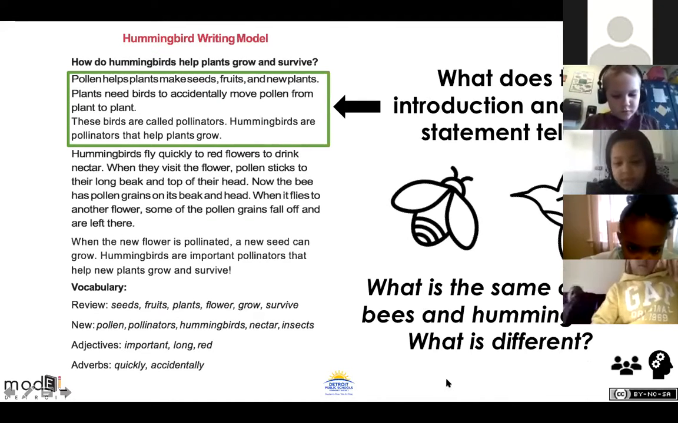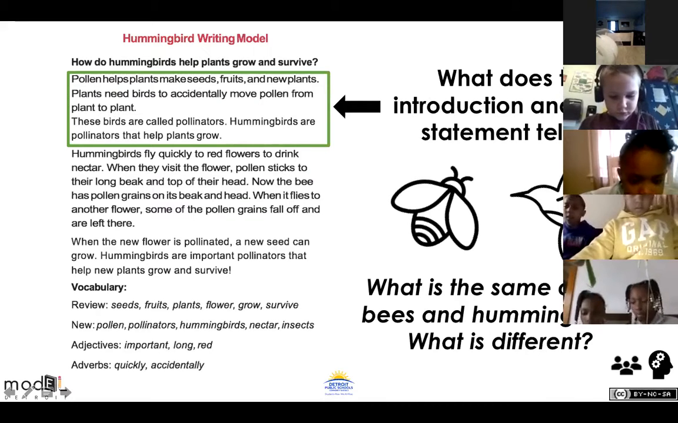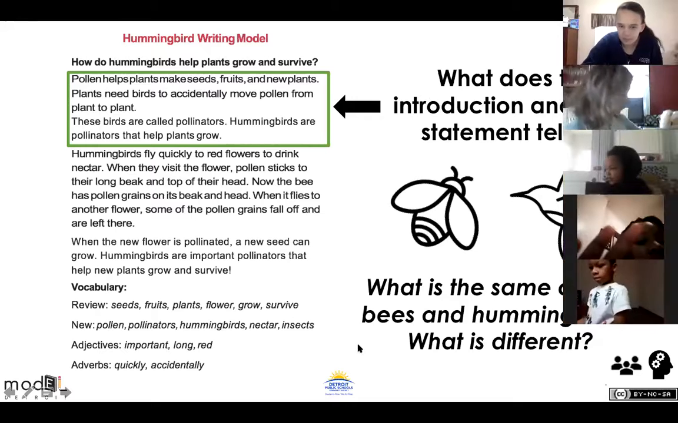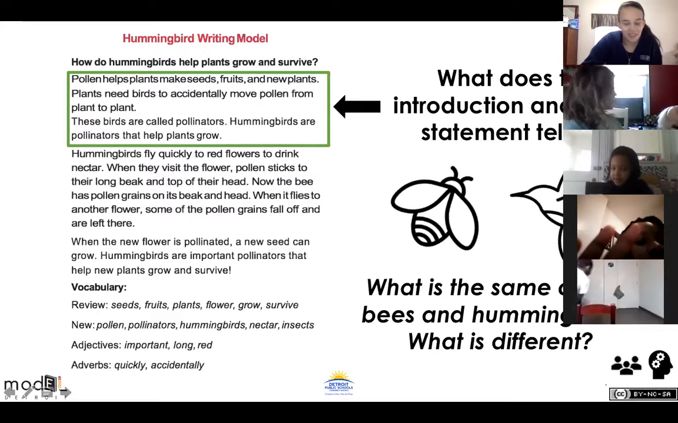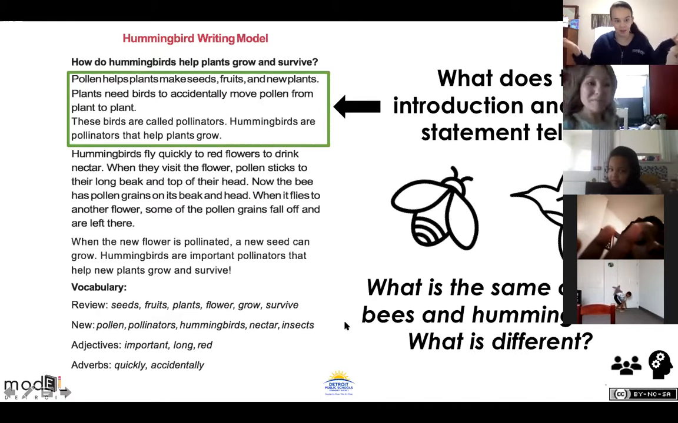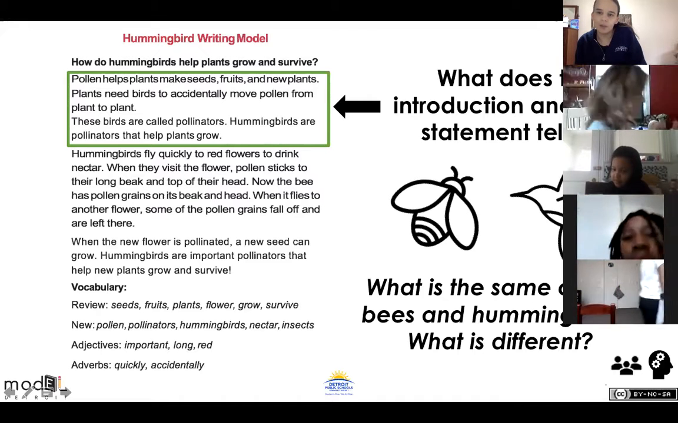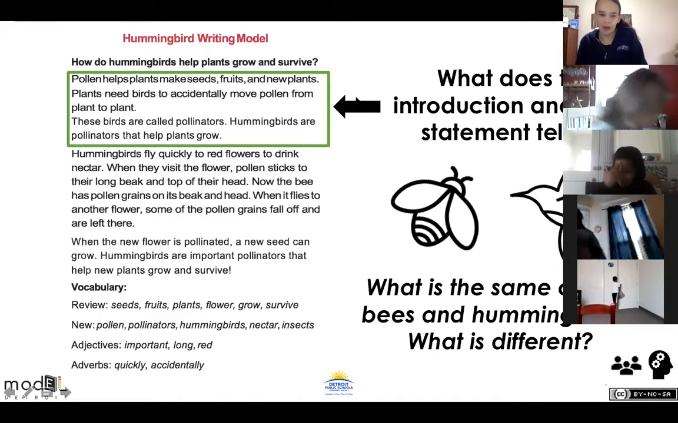Briella? The introduction tells us what we're going to be learning about. Exactly. Good job, Briella. The introduction tells the reader what they're going to learn about, especially when we're doing informational writing. It tells them what topic we're going to be covering. You're absolutely right. Good job, B. It tells you what the story is about.